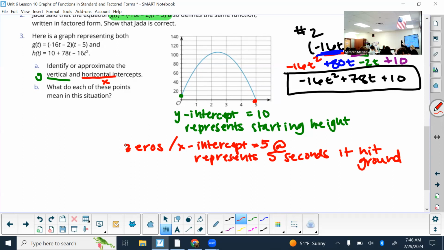But for right now, you just need to know our x-intercept in this situation tells us when the item hits the ground, and it's at 5. And you can see it better in the factored form. You can see your y-intercept better in the standard form. Questions on that?